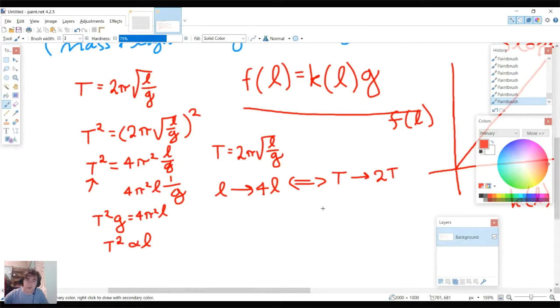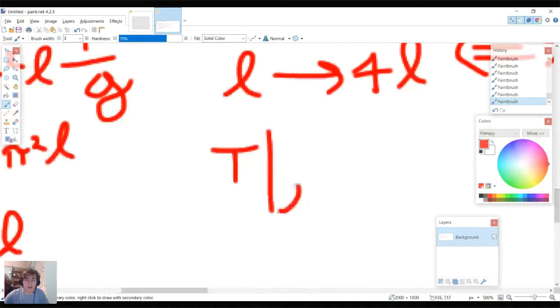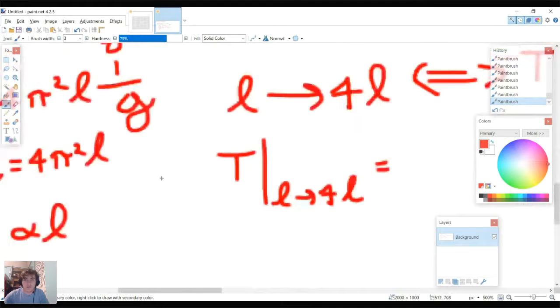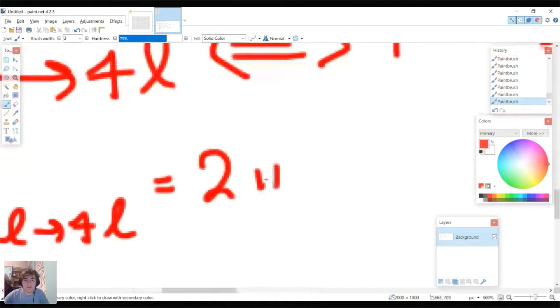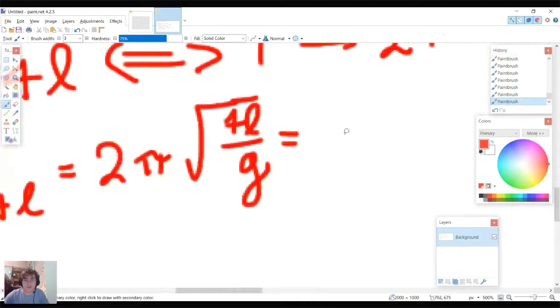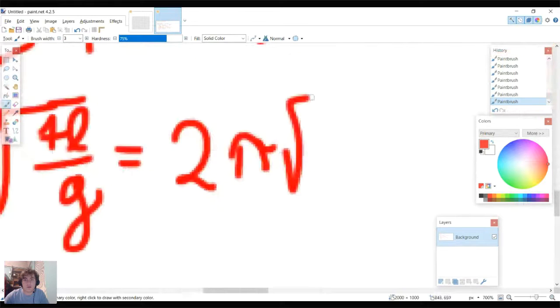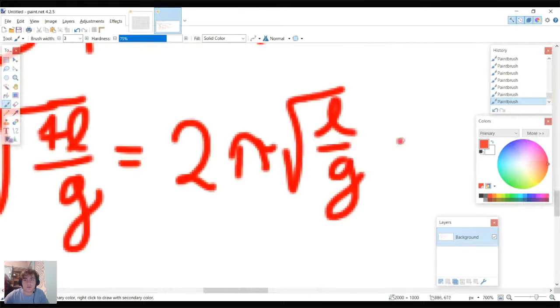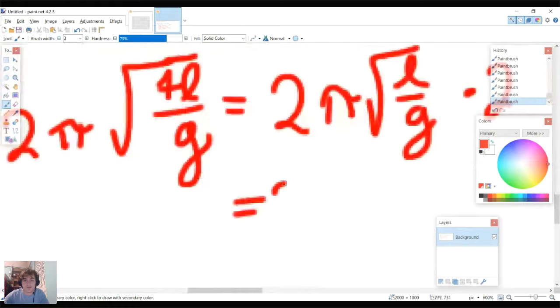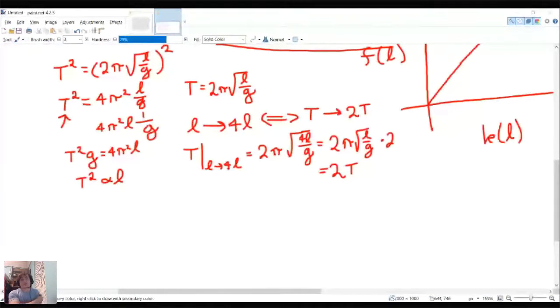We'll do the math actually. So t such that L goes to 4L is just equal to 2 pi times root 4L over g, which is 2 pi root L over g times 2, which is just 2t. So those two statements are equivalent. Those two mathematical statements are equivalent.